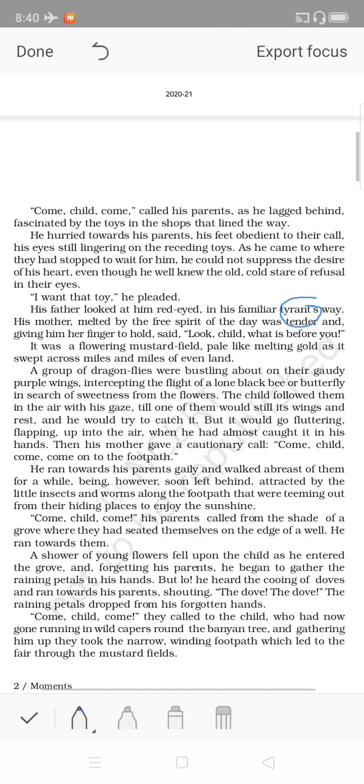It was a flowering mustard field, pale like melting gold as it swept across miles and miles even land. The child followed them in the air with his gaze till one of them would still its wings and rest, and he would try to catch it. But it would go fluttering, flapping up into the air when he had almost caught it in his hands. Then his mother gave a cautionary call. "Come, child, come. Come on to the footpath."